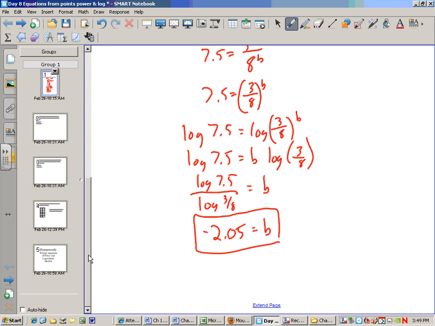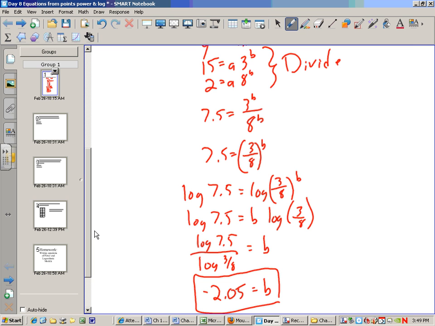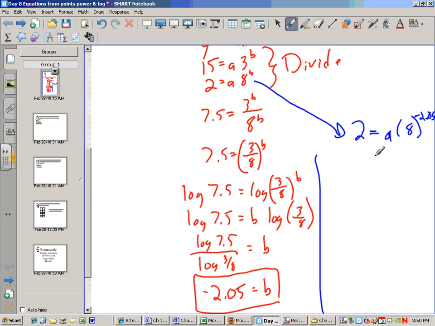All right, so we got part of the way. Now if that's our b value, let's plug that into one of the top functions. I'll do 2 is equal to a times 8 to the negative 2.05. Now my pen isn't working very well here. Hopefully you can read that. That's 2 equals a times 8 to the negative 2.05.